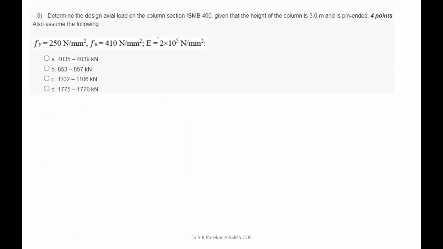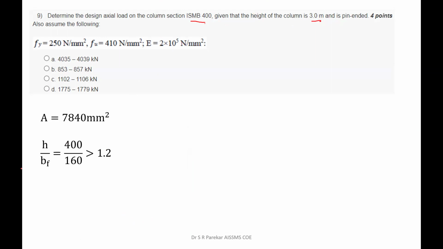And then the last problem we have: determine the design axial load on the column section ISMB 400, given the height is 3 meter and is pinned. Assume the following. So properties are given. The area of ISMB 400 is 7840 mm square.